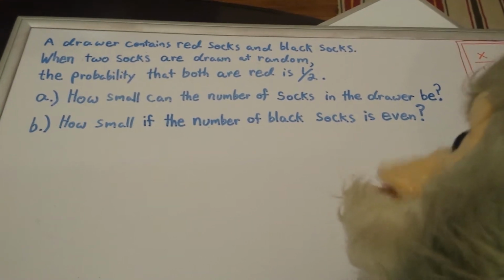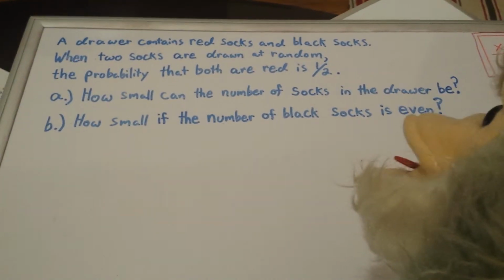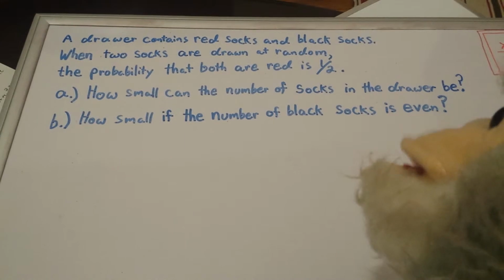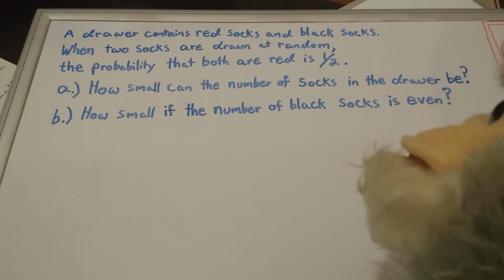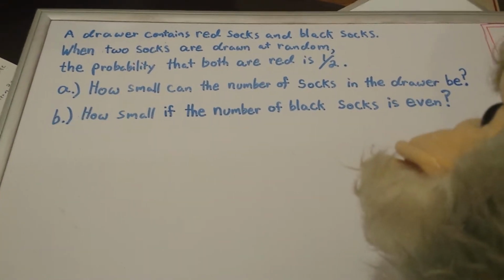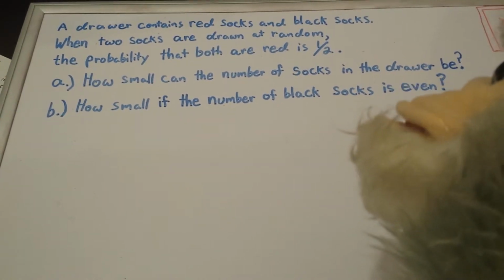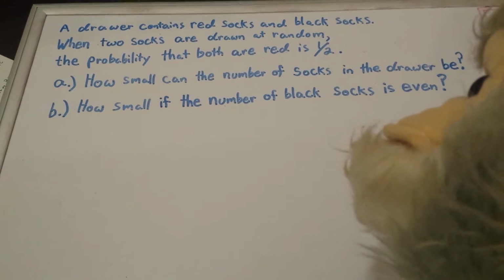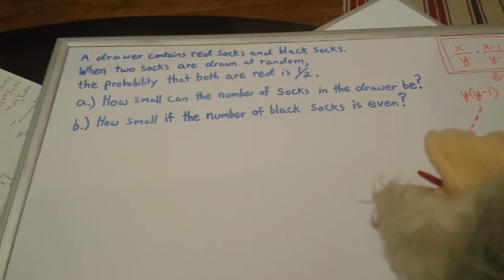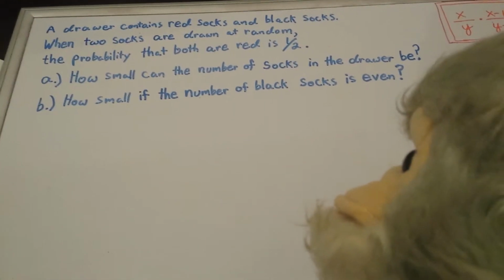A drawer contains red socks and black socks. When two socks are drawn at random, the probability that both are red is 1/2. How small can the number of socks in the drawer be? And then how small if the number of black socks is even?